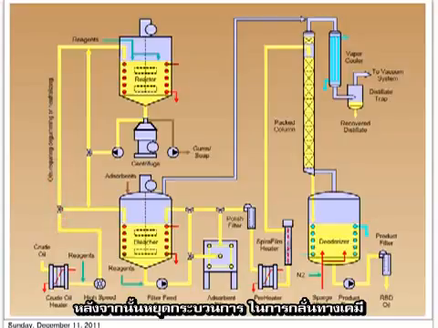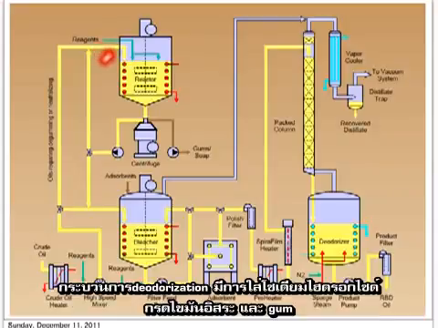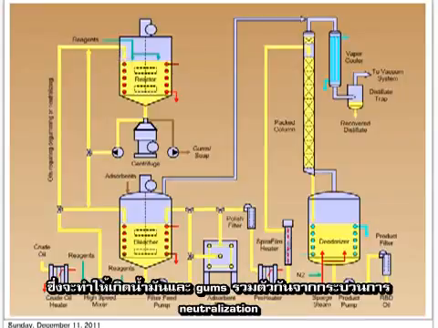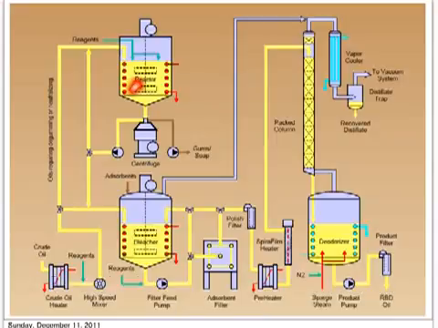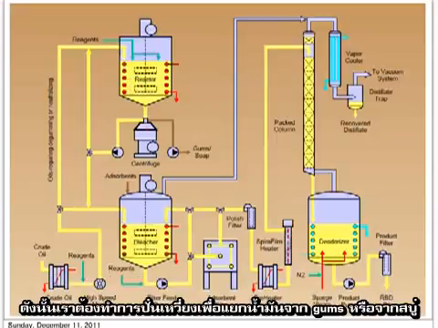In a chemical refining process, the next step would be the neutralization process, where sodium hydroxide or alkali will be added, and this will react with the free fatty acids, and the gums will be formed here. So we have the oil and the gums together formed during the neutralization process. So we need a centrifuge to separate the oil from the gums or from the soap.